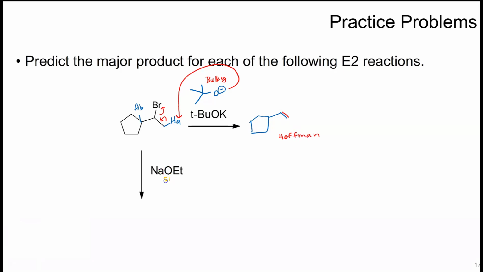This is a small base, so it's going to grab the proton that will give it the most stable alkene. So that will be HB. This is the Zaitsev. So tri-substituted versus mono-substituted. And again, we can control that by using the size of the base.